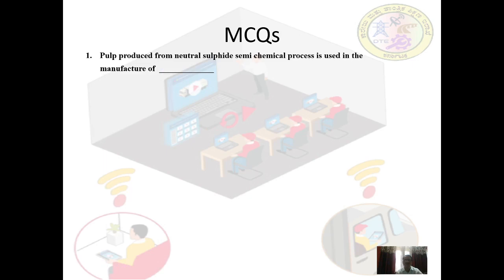Question number 1. Pulp produced from neutral sulfide semi-chemical process is dash. A. newsprint paper, B. writing paper, C. blotting paper, and D. corrugated paper. The right answer is option D, to produce corrugated paper.